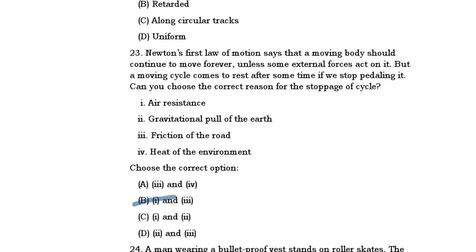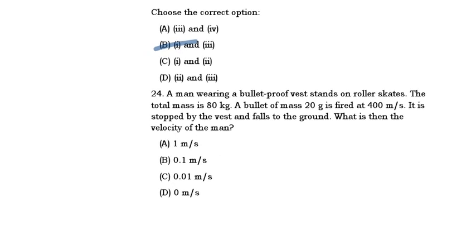Now see the next question. See guys, this question is also important. A man wearing a bulletproof vest stands on roller skates, and the total mass is 80 kg. Mass m is equal to 80 kg. A bullet of mass 20 grams is fired at 400 meter per second. It is stopped by the vest and falls to the ground. What is then the velocity of the man? I will tell you that this type of question was in the previous class; these questions are important for the competitive field. For this, the answer is 0.1 meter per second.